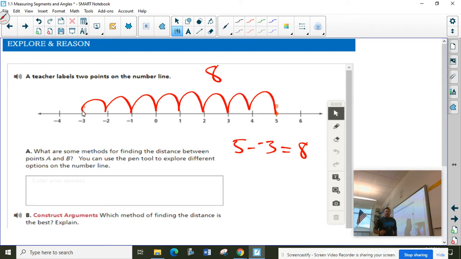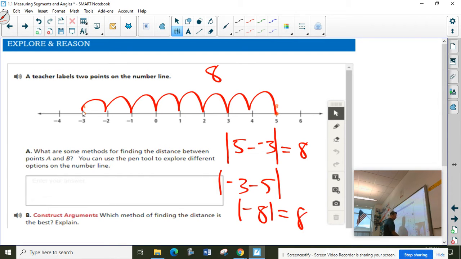If I'm walking backwards here, okay, I'm still walking a distance of whatever, 8 feet, 8 inches, or something. So what you're going to learn here is actually what's called absolute value. And then watch what happens here. Negative 3 minus a 5 gives you a negative 8, which absolute value still gives you a positive 8. So that's just a couple ways you can do it. Which method of finding the distance is the best? What do you think is the best? That's up to you. There's no right answer. You decide what's best for you. Okay, now sometimes depending on the situation, one way might be better than the other.